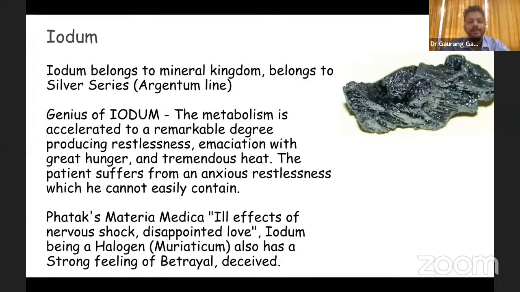One of the biggest remedies is iodine. In fact, the entire iodine salts, the entire kingdom of iodine, which belongs to the mineral kingdom. And here I'm not only talking about iodine, but different iodines like calcarea iodata, sulphur iodatum, magnesium iodatum, natrum iodatum, aurum iodatum.